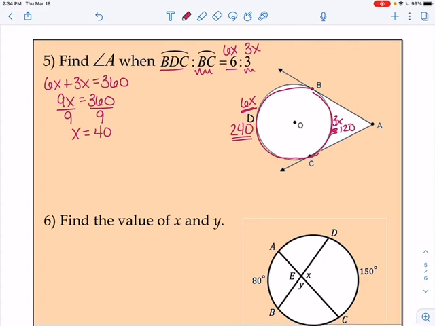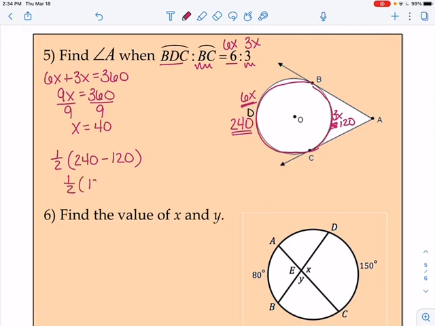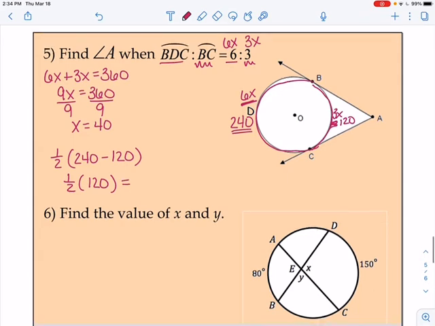So now to find the measure of angle A, again, that angle is on the outside of the circle. So that means it's going to be 1/2 of the difference of the 2 arcs. So it's going to be 1/2 of 240 minus 120. 240 minus 120 is again 120, and 1/2 of 120 is 60. So the measure of angle A is going to be 60 degrees.